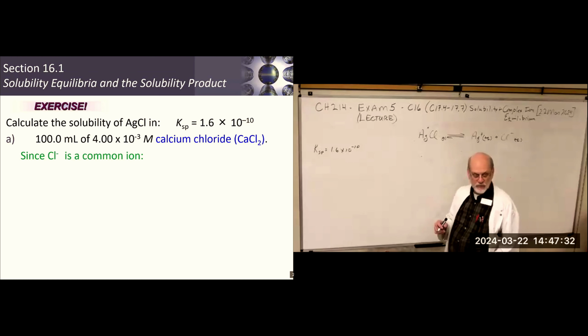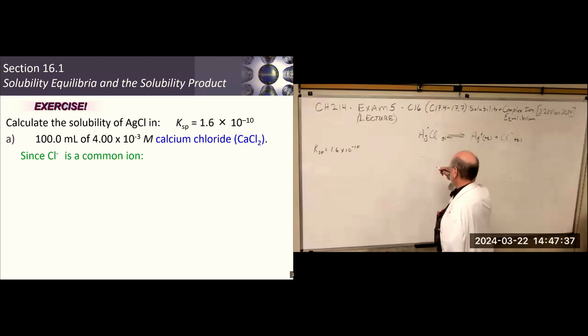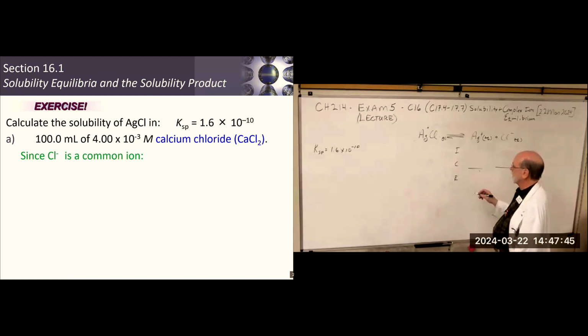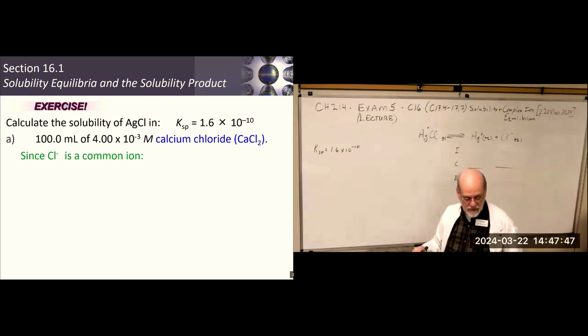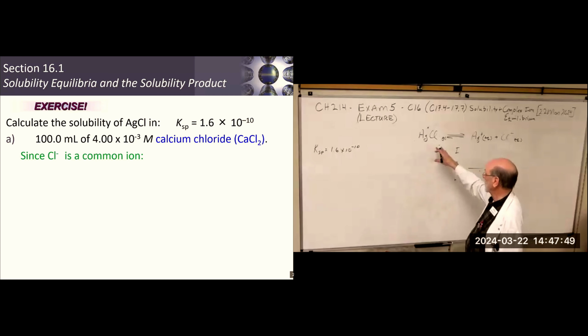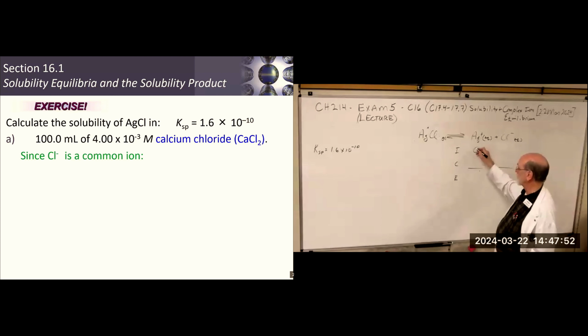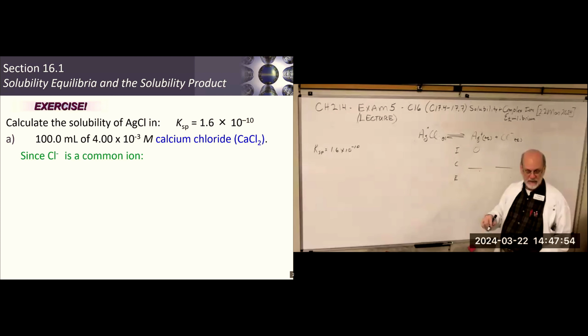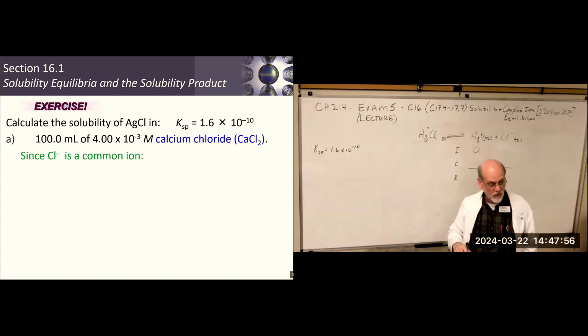All right, that's blue smoke blown right in your face. Okay, so this initial, change, equilibrium. All right. What's the initial concentration of silver? 0, correct? What's the initial concentration of chloride? 4 times 10 to the minus 3rd molar.